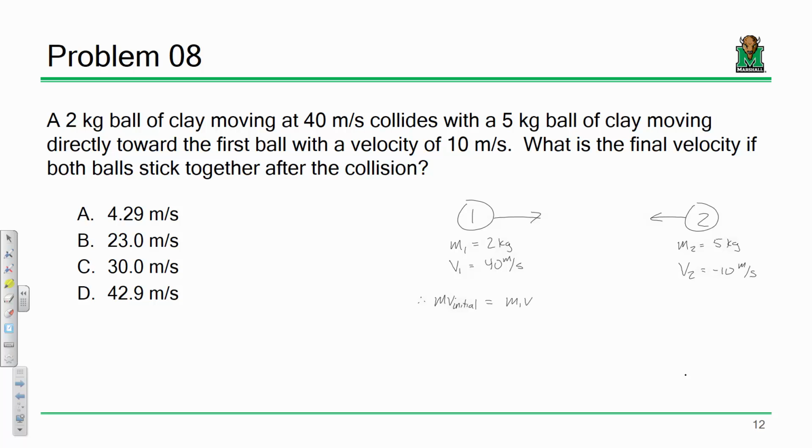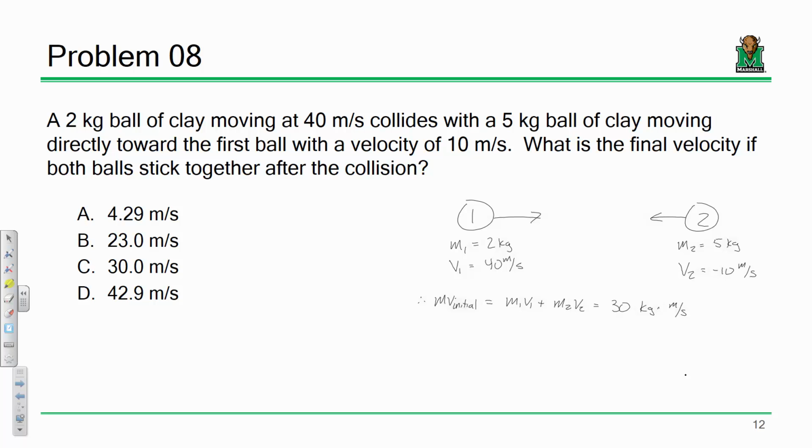is m1v1 plus m2v2. And so that is 2 times 40 is 80, 5 times 10 is 50, 80 minus 50 is 30 kilograms times meters per second. So that's the total momentum in the system initially. Because I got 2 going at 40, 5 going at 10, and they're going in opposite directions, so I take the difference. Okay? So that is the initial momentum.